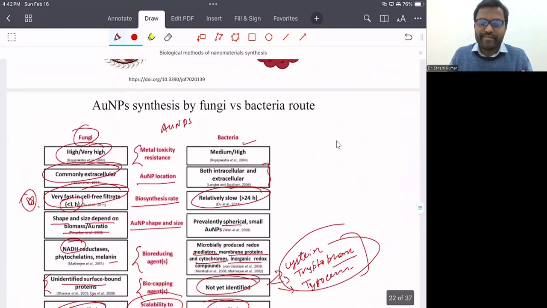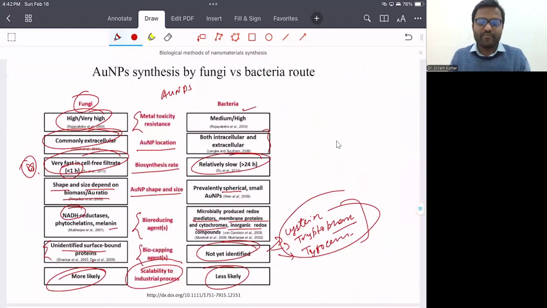And then after we understand the difference between fungus and bacteria mediated gold nanomaterial synthesis, we understand that the biosynthesis rate of the gold nanoparticle is much higher as compared to the bacteria, and therefore there is a kind of scalability of fungus at the industrial level as compared to bacteria, because of the control over the size of the nanomaterial, and at the same time the kinetics rate of the synthesis of nanomaterials as compared to the bacteria.